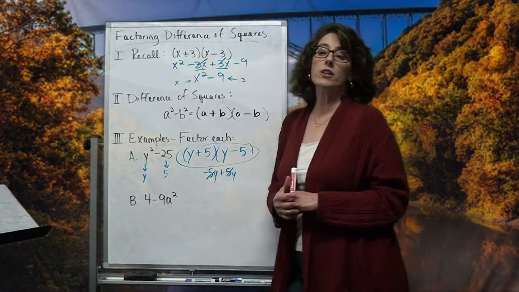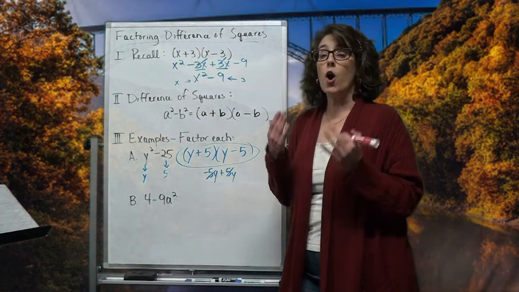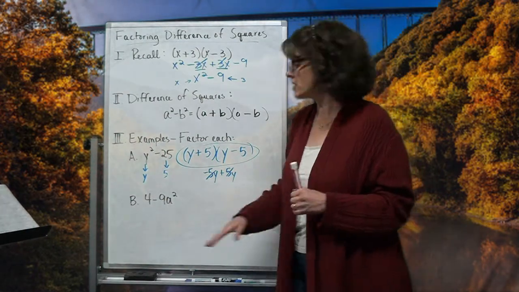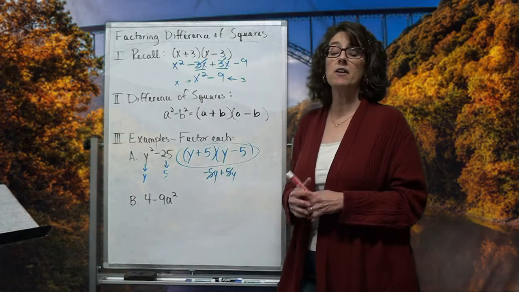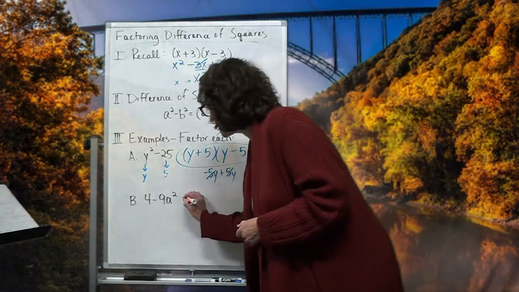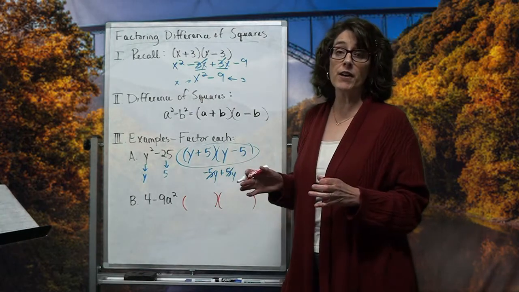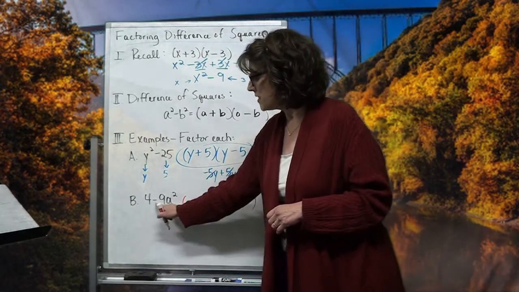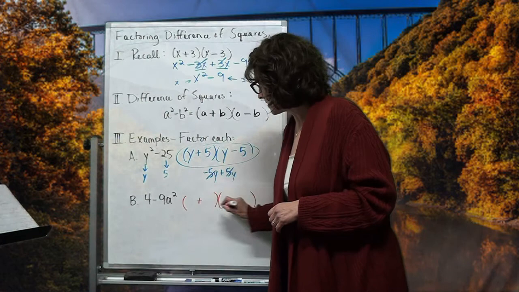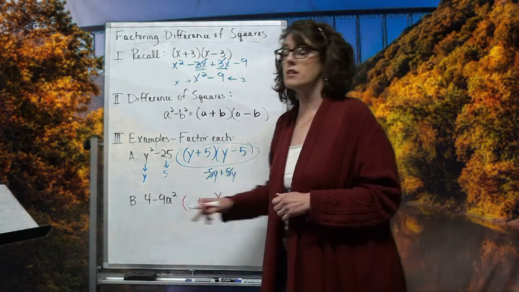Now, let's take a look at this example. Once again, always look first. Is there something common that I can divide out? No. So I'm headed for this double parentheses. And once again, I can follow the pattern if I'd like, or I can say, this back sign here is telling me opposite signs. I'm going to split this into the front two slots.